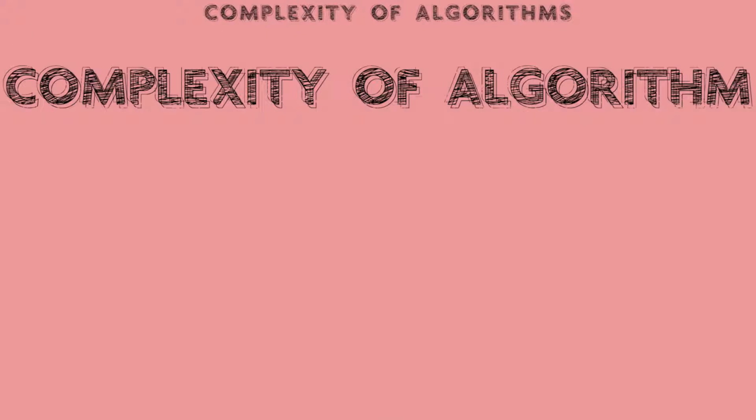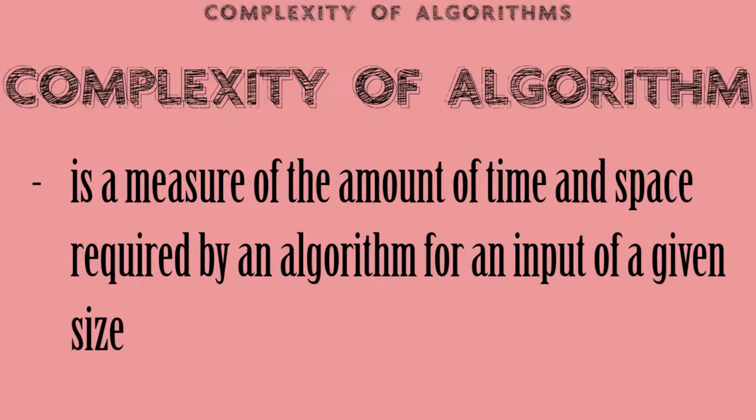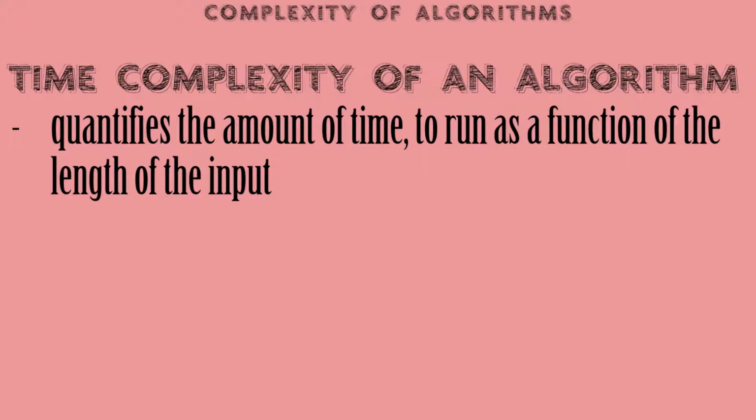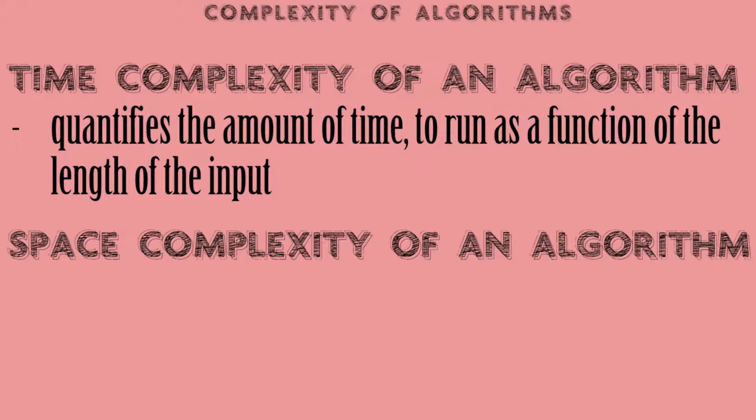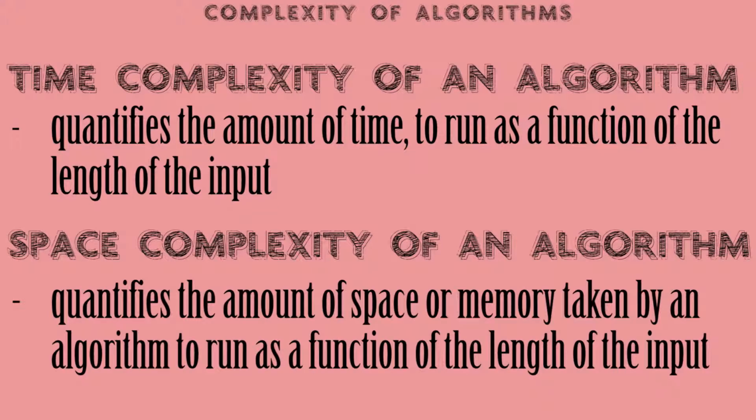So when we say complexity of algorithm, we talk about the amount of time and space required by an algorithm to run and execute. Time complexity of an algorithm quantifies the amount of time, while space complexity of an algorithm quantifies the amount of space or memory.